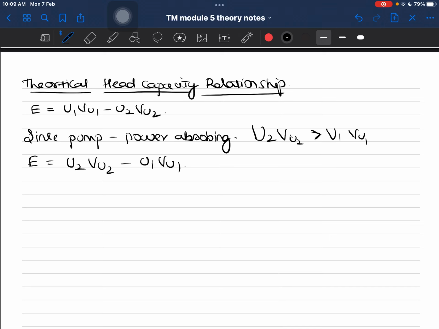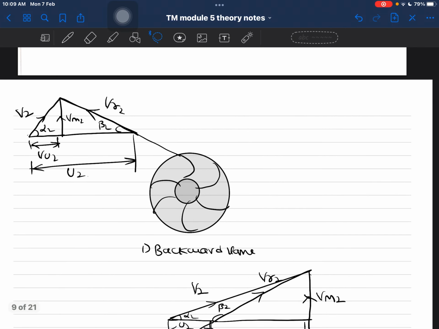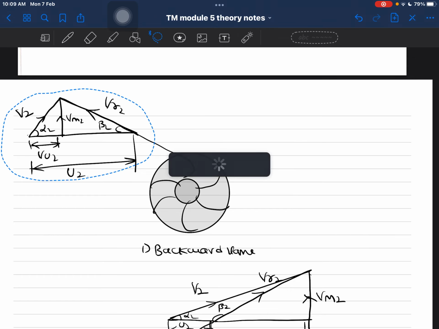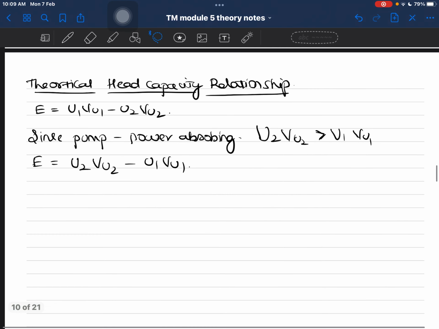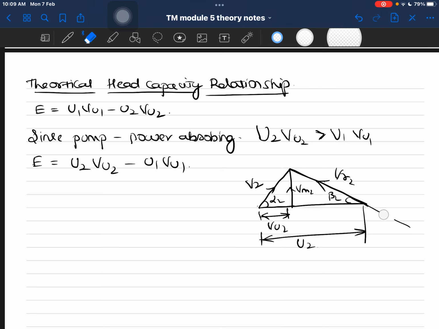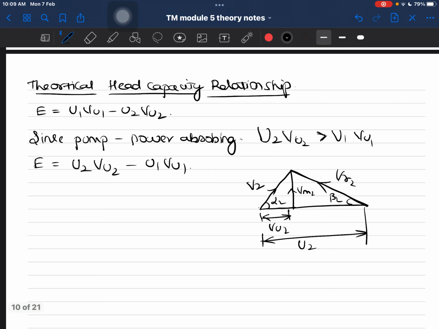Now, velocity triangles, we shall consider the backward vane and draw a velocity triangle like this. For a backward vane, I'll just copy that. That would be better, I guess. Okay. So this is a velocity triangle. I'm picking this up now, in order to solve the derivation.